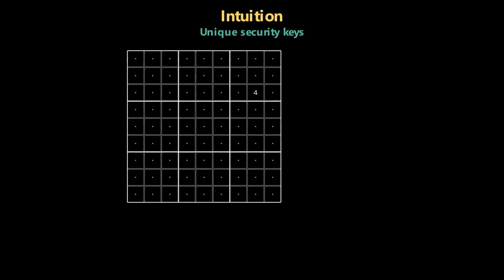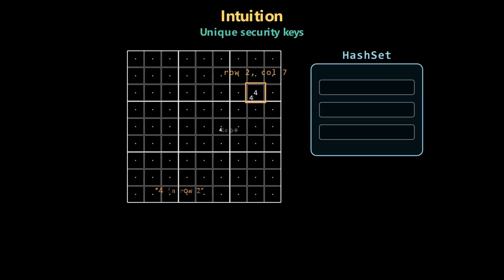Our massive paradigm shift is to use a single hash set as a master security vault. As we look at any number on the board, we will dynamically generate unique string keys that describe its exact jurisdiction. For a number 4 sitting at row 2 and column 7, we manufacture the strings, 4 in row 2 and 4 in column 7. We toss these into our set. If we ever try to insert a key that already exists, our vault will sound the alarm.